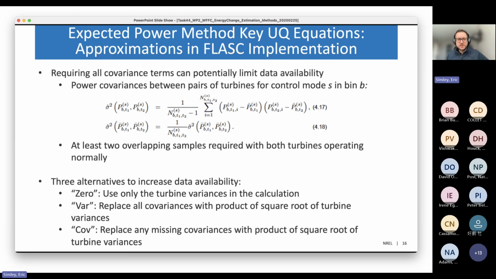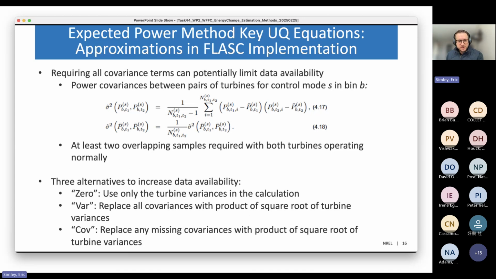So we could have cases where for a pair of turbines, we have several samples for each of those turbines, but we don't have very many samples overlapping when both of the turbines are operating normally at the same time. And in that case, we might only have one sample or no overlapping samples to compute a covariance term. I think that would be rare, but it could happen, especially in less common wind condition bins.